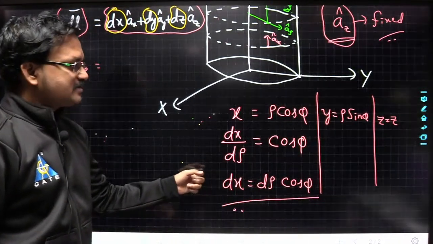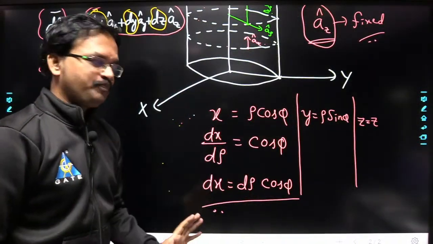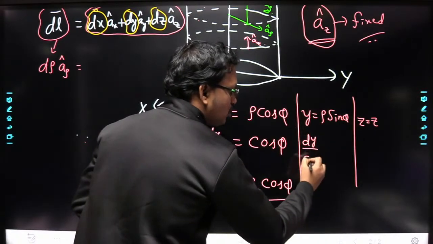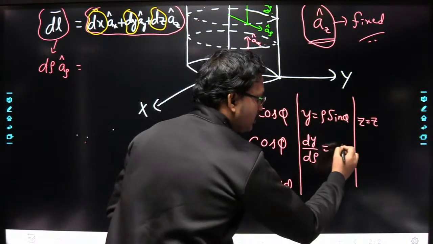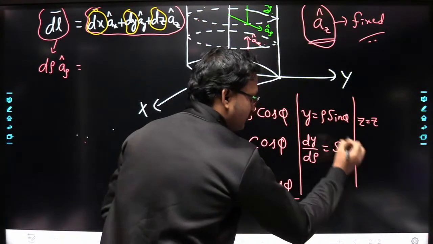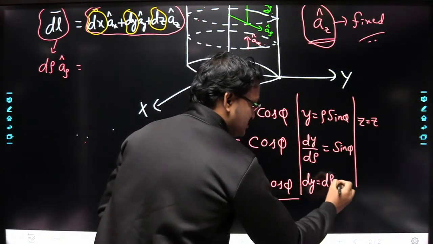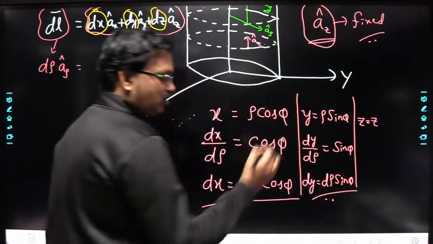Similarly, we determine dy by varying only rho. What you have to do is differentiate on both sides with respect to rho. So what you are going to get is sin phi. So from here, what is dy? dy is nothing but d rho into sin phi.